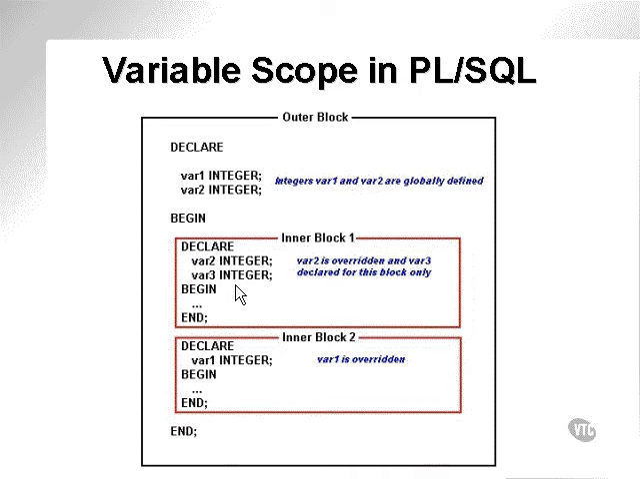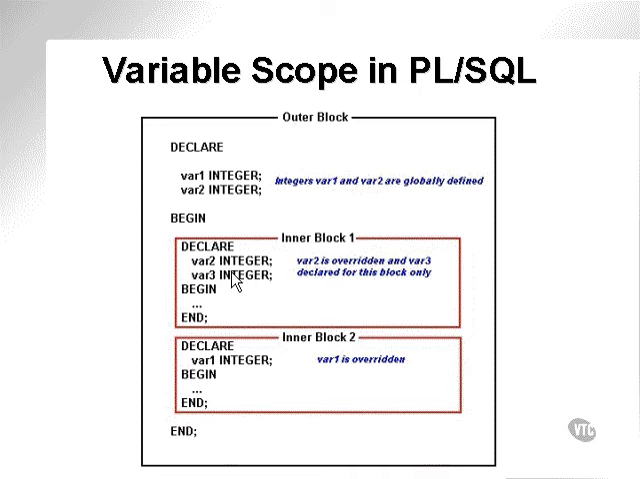As you can see from this diagram, var1 and var2 are actually accessible or within scope throughout this entire block between this begin statement and this end statement. Vars 2 and 3 are declared for this block only, inner block 1, and they will actually override any definitions of parent blocks. In other words, the definition of var2 will override the definition of var2 from the outer block.